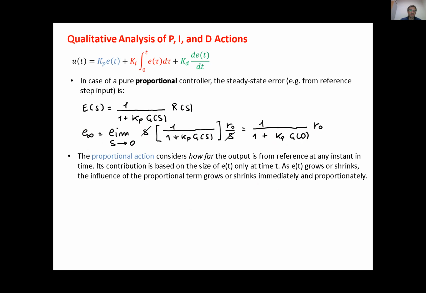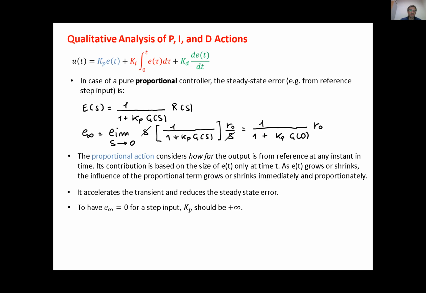The proportional action considers how far the output is from the reference, and its contribution is only based on the tracking error at time t. So the control action at time t is only dependent on the tracking error at time t. If the tracking error grows or shrinks, the influence of the proportional term immediately grows and shrinks proportionately. The proportional action can be used to accelerate the transient and reduce the steady state error, but not set it to 0, because to do that Kp would have to go to infinity.